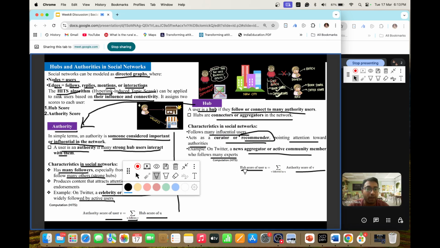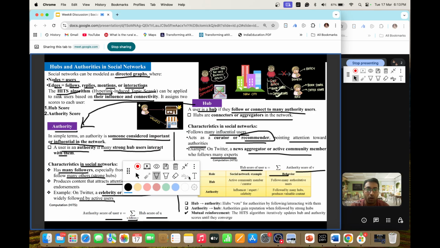Whenever we are talking about the hub score of user u, that will be given by sigma over v followed by u, because v will be followed by u: authority will be followed by hub, and the authority score of v. By that we can calculate the hub score of u. So the important thing here is that authority is dependent on hub, and hub is also, one way, dependent on authority.